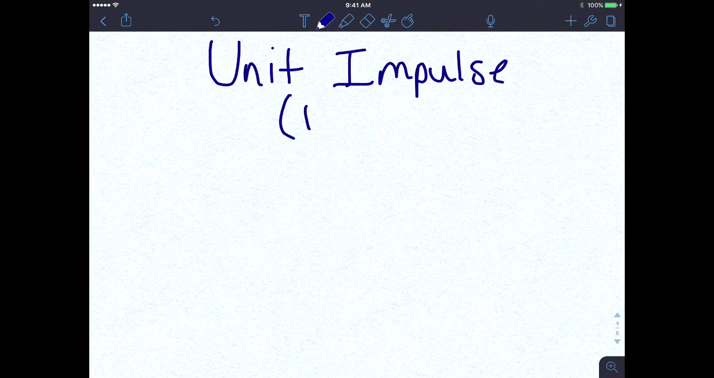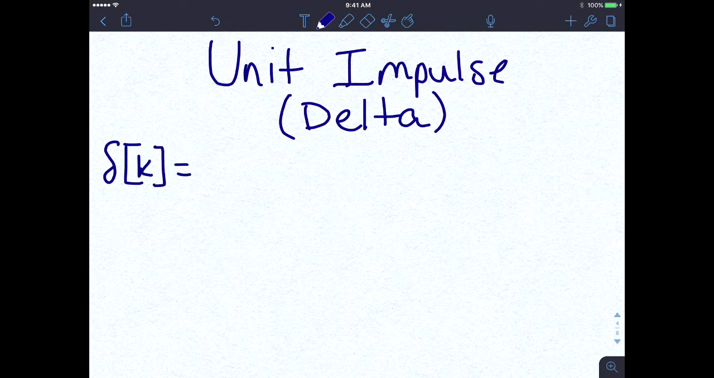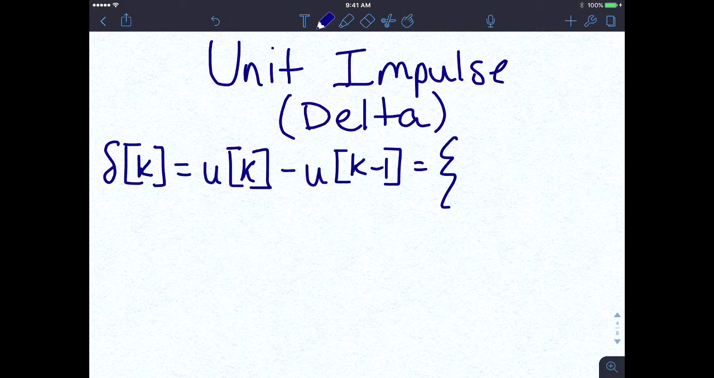The next elementary signal that we will be discussing is the unit impulse function, which is also known as the delta function. Now, the unit impulse is defined as delta of k equals u of k, the unit step, minus u of k minus 1, which equals 1 when k equals 0 and 0 when k does not equal 0.